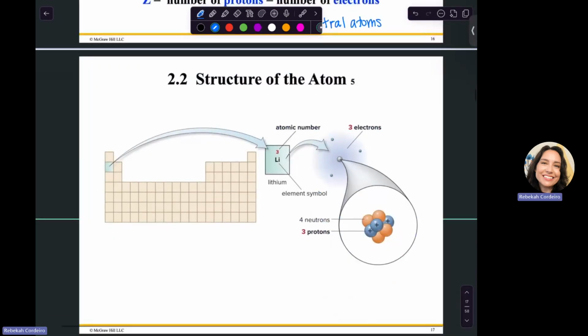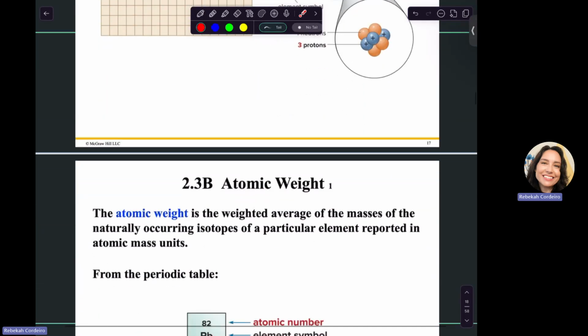So just a summary of what we talked about: protons and neutrons are in the nucleus, then we have electrons hanging out in the cloud. If we look at this box in the periodic table, we see the atomic number. For example, lithium is 3, which means we're going to have 3 protons. Then we'll have 3 electrons, assuming that it's neutral. We'll talk about the neutrons in just a moment.